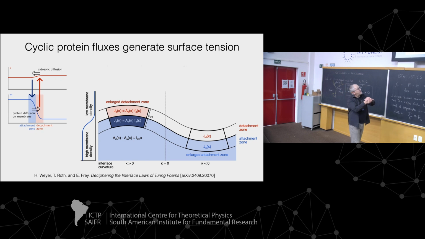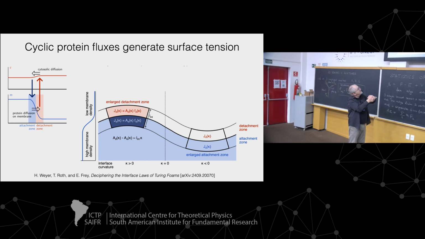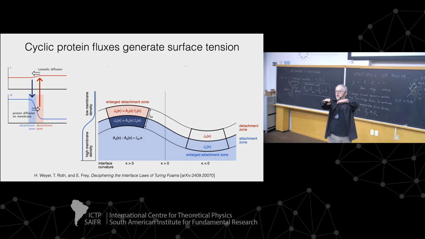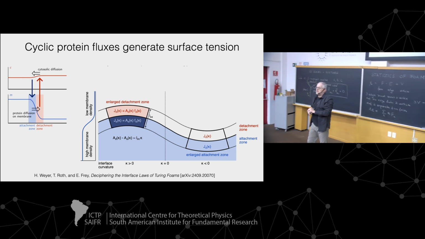You will have an interface, right? This interface here is here. This is the attachment zone here. This is the detachment zone now looked from the top. And now there's a very simple geometric fact that you know: if you take your notebook and you fold it, you will stretch the upper part and you will compress the lower part. So geometrically, this orange area is larger than the corresponding dark bluish area.